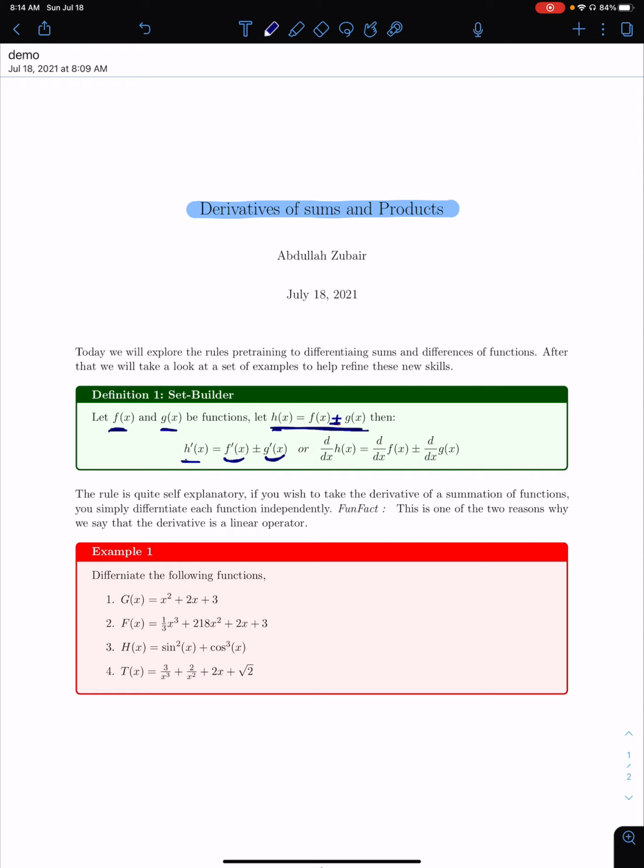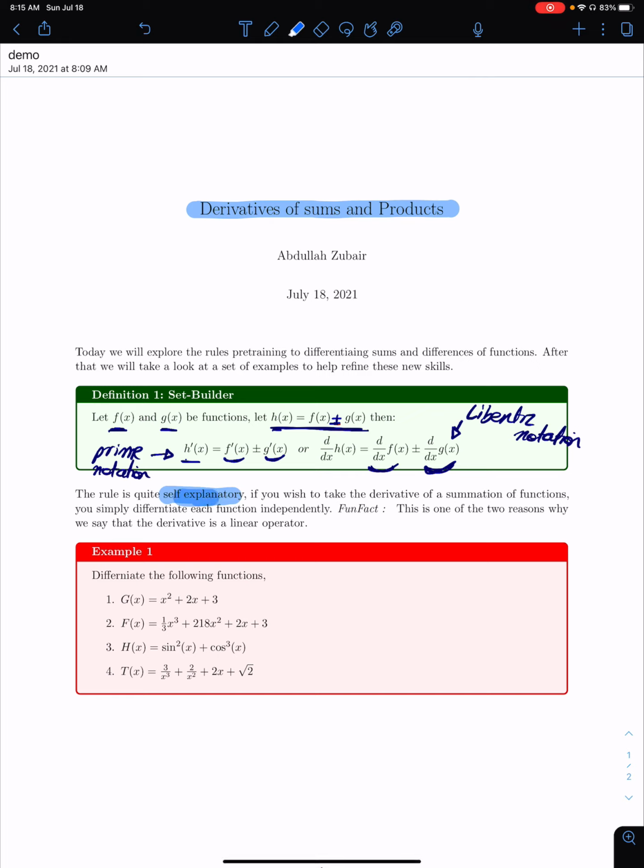This is prime notation. Or if you like, this is the Leibniz notation, if you like that. The derivative of h of x with respect to x is just simply the derivative of f of x plus or minus the derivative of g of x. It's a simple rule. It's quite self-explanatory.